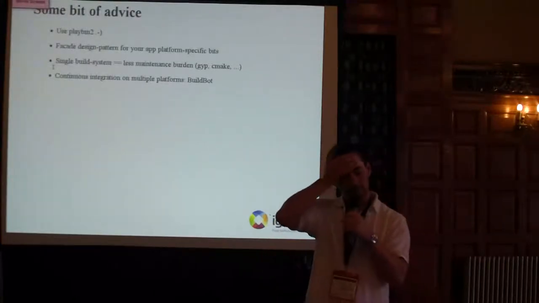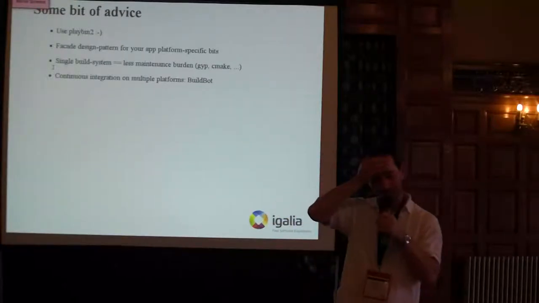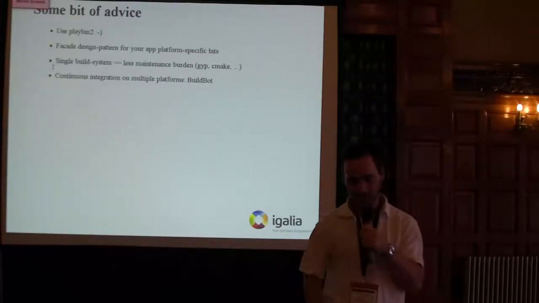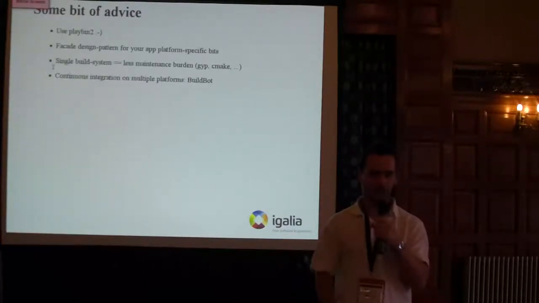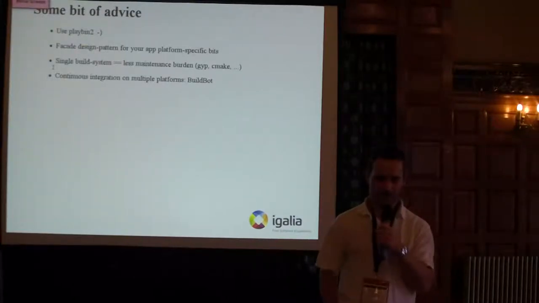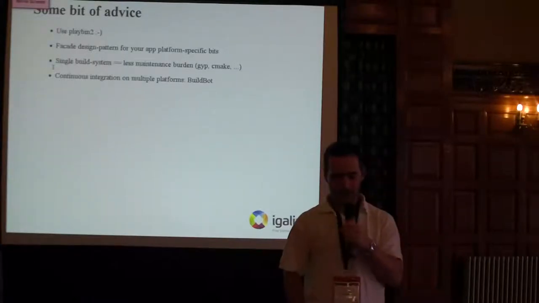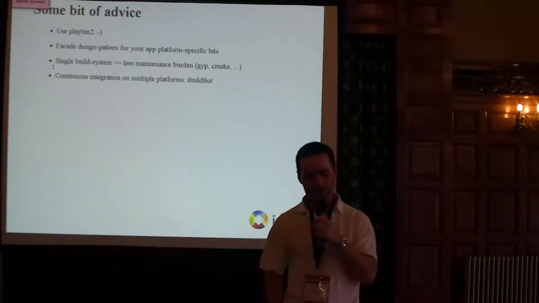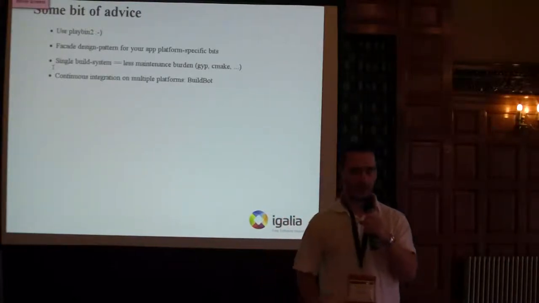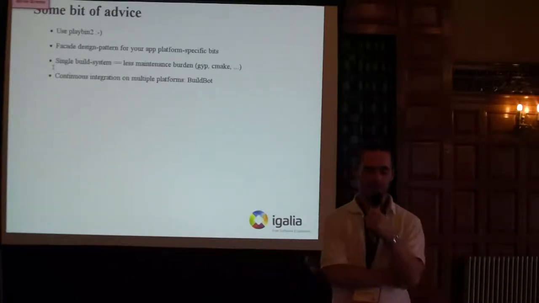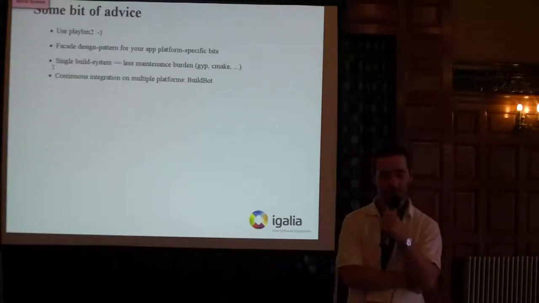So this is just a personal thing, but some bits of advice. Maybe you know it already, but I just wanted to mention. Use playbin2 if you want to do playback, of course. That's the thing to use. Playbin 1 is deprecated now, I think. So just don't use playbin 1. Use the facade design pattern. I think that's a nice thing. You just design a high level interface and then implement it for your platform in a separate class. We had quite some success with that in WebKit, and it could be useful for you.